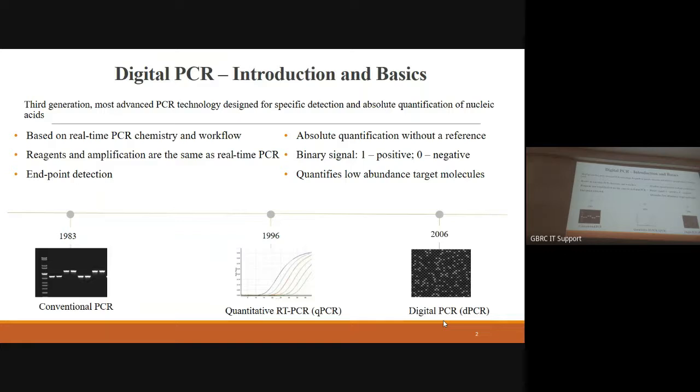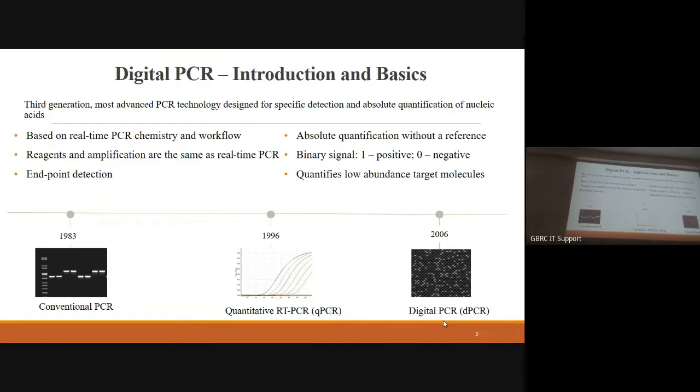Compared to this, real-time PCR will give you the actual real-time fluorescence or amplification as the cycle progresses. But here, first you put the sample, it will be partitioned, it will amplify, and then you have a detection. So it is called endpoint detection. And here, as mentioned by Dr. Ramesh, it is absolute quantification without a need of any reference.